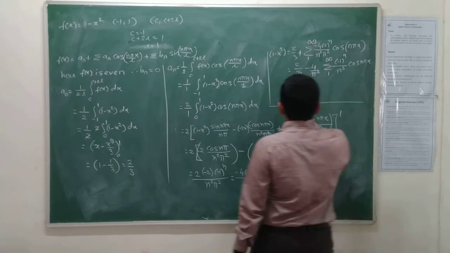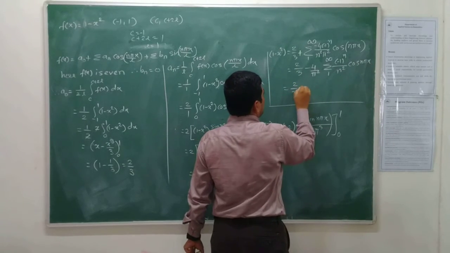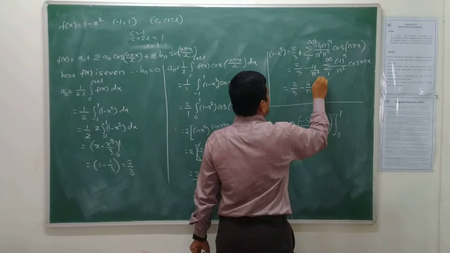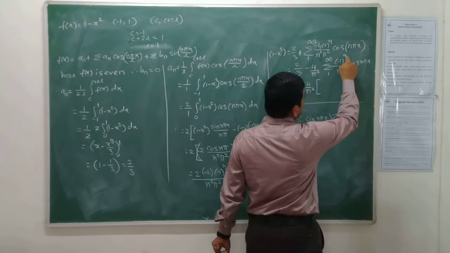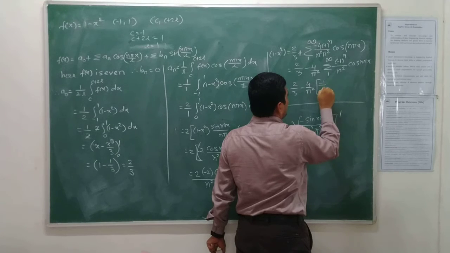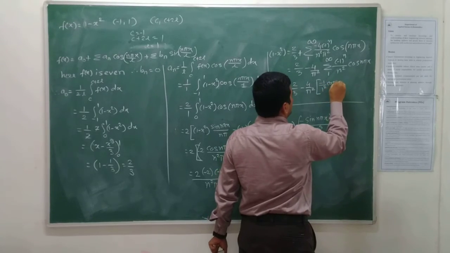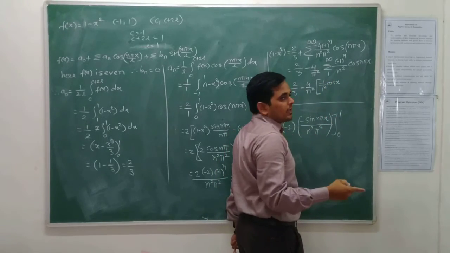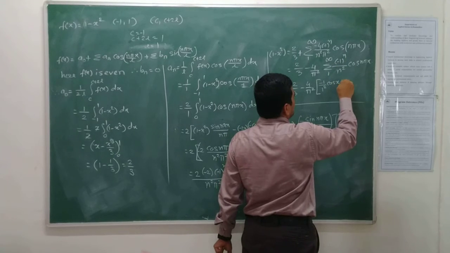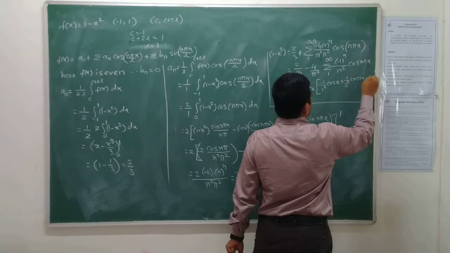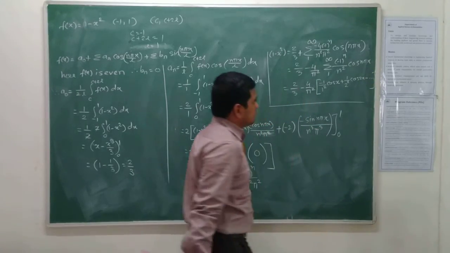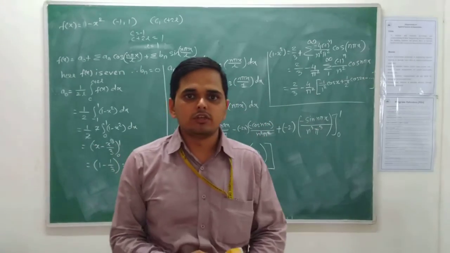In general, we get 2 by 3 minus 4 upon pi square into bracket. When n is 1, we get minus 1 raised to 1, that is minus 1 upon 1 square into cos pi x. When n becomes 2, minus 1 square, that is plus 1, so we get 1 upon 2 square into cos 2 pi x, and so on. This way we get the expansion of this Fourier series.